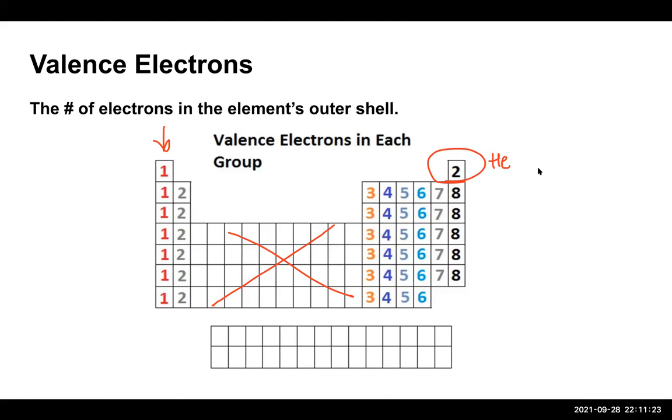In terms of what a valence electron is, remember it's electrons that are in the highest energy level. We call that the outer shell. So if you were drawing this as a Bohr model, these would be electrons that are in the outermost energy level.